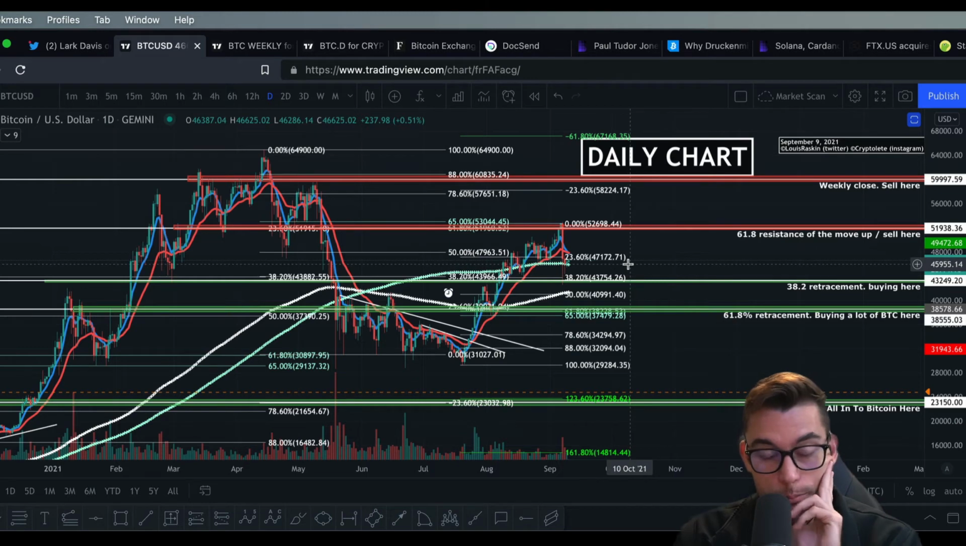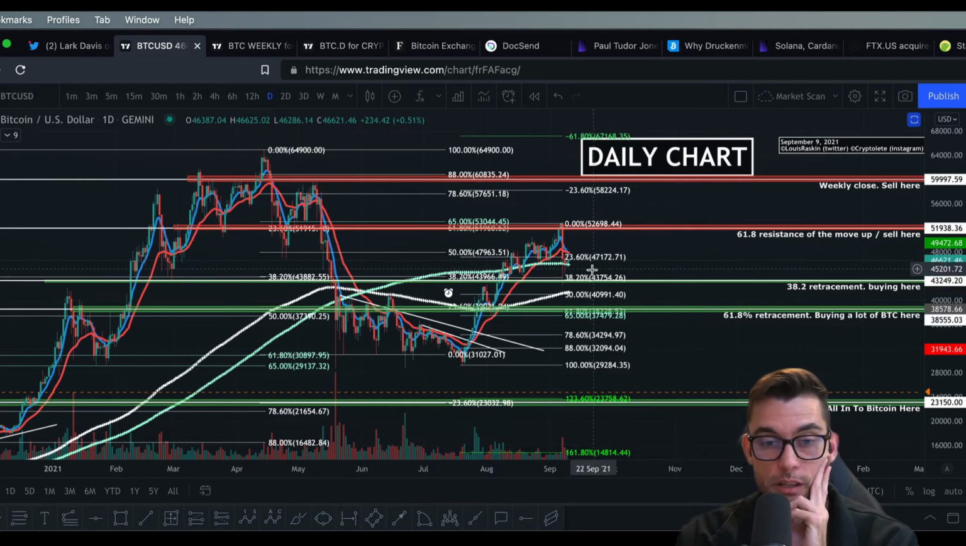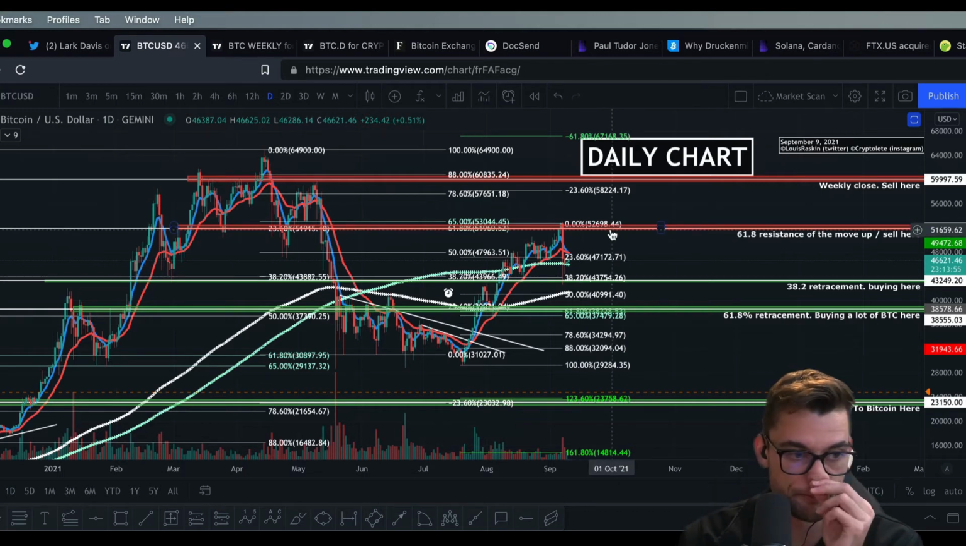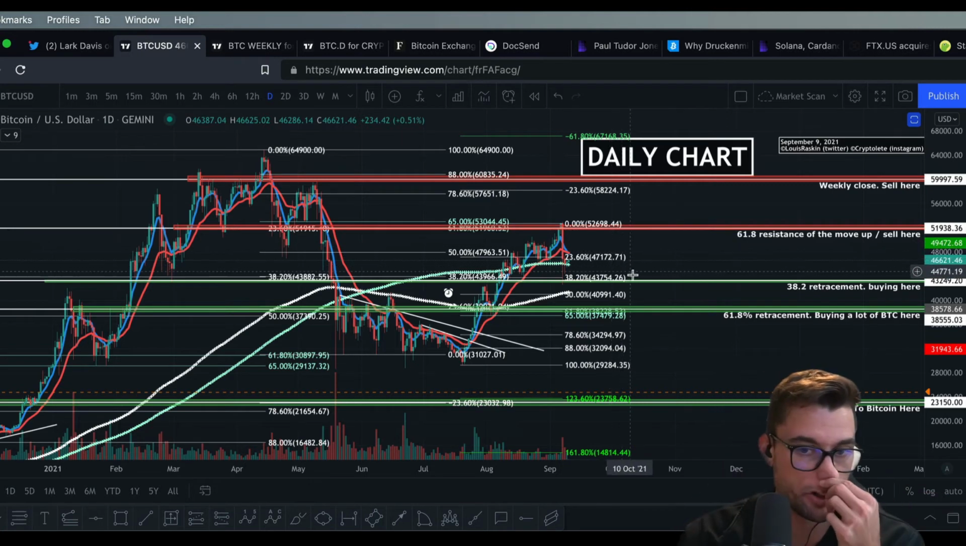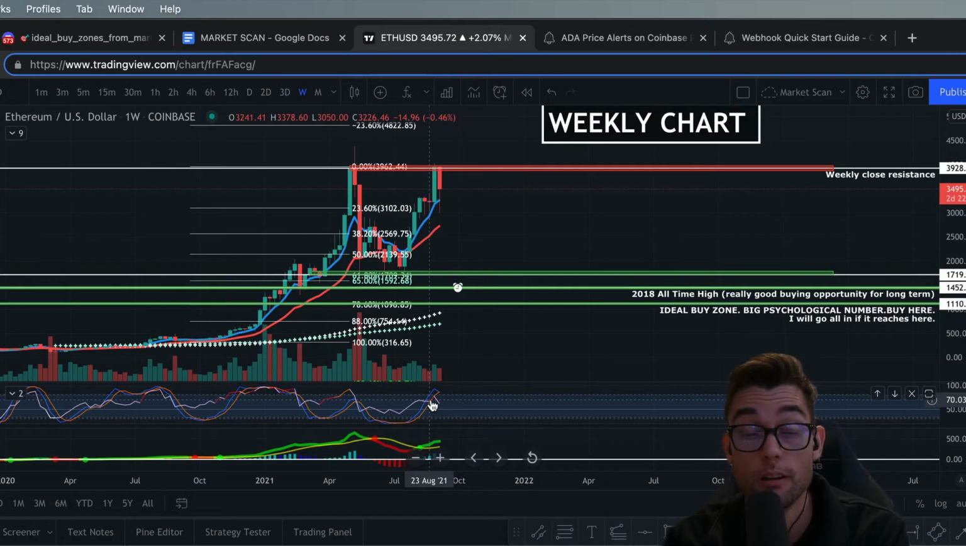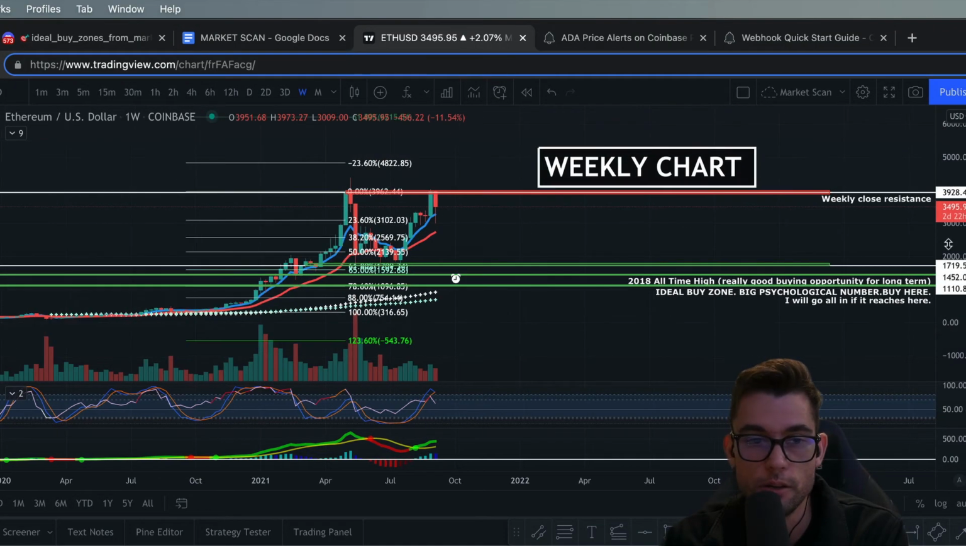Normally, I'm expecting at least 44,000 to be hit, because normally it falls and it closes here, not always, but sometimes, and then it bounces. So I could totally see Bitcoin falling down again to 44K. So that's Bitcoin. All right, so now let's go into Ethereum.